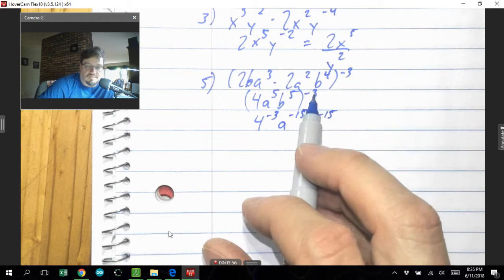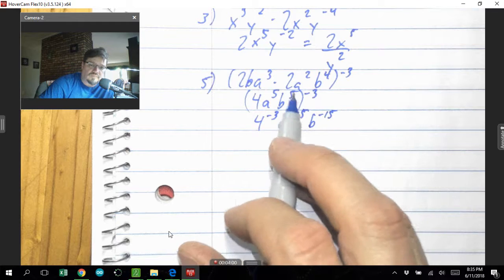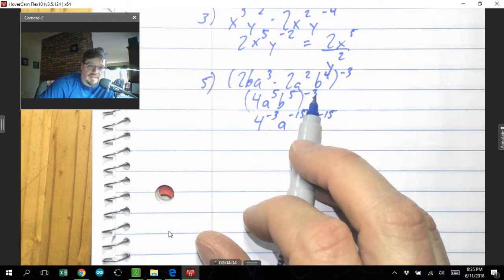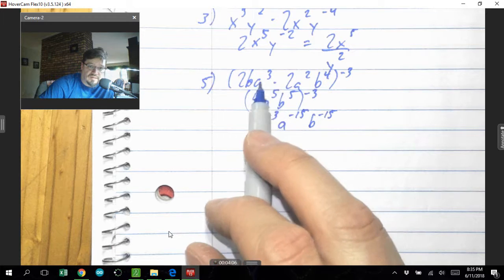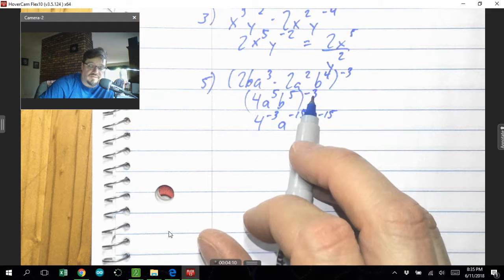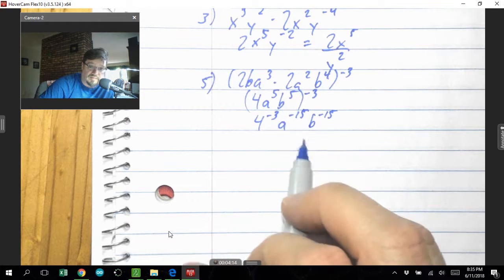Okay, so notice that when you are raising to a power, the whole thing here is being raised to this power. It's not like you've got A just being raised to the third. That's not what's happening here. You've got this whole expression being raised to the negative third. So that's why we multiply each of these exponents here.